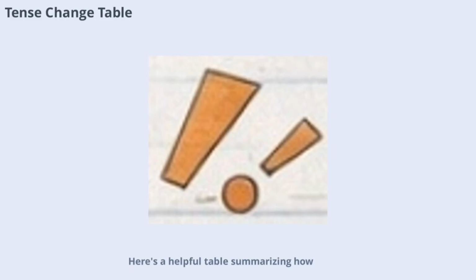Here is a helpful table summarizing how tenses change from direct to indirect speech. Present simple changes to past simple, present continuous to past continuous, and present perfect to past perfect. Similarly, modal verbs like will and shall change to would and should, or can and may become could and might. Understanding this table will make it easier to convert sentences quickly and accurately during your exam.